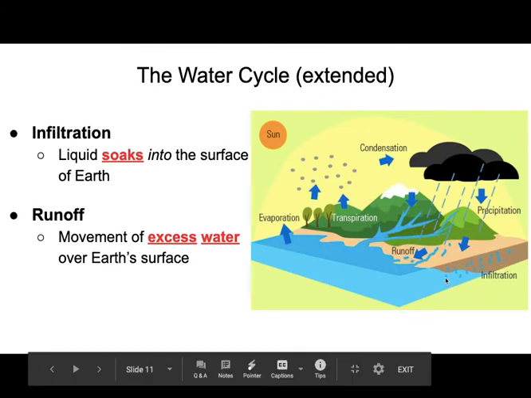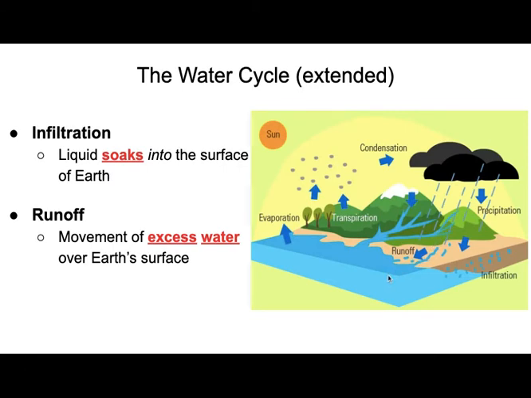Infiltration is liquid that soaks into the surface of the earth. Runoff, on the other hand, is if it doesn't have enough time to soak into the surface of the earth, or if there's different types of soils that don't allow it to soak into the earth, runoff will occur. This is the movement of excess water over the surface of the earth.